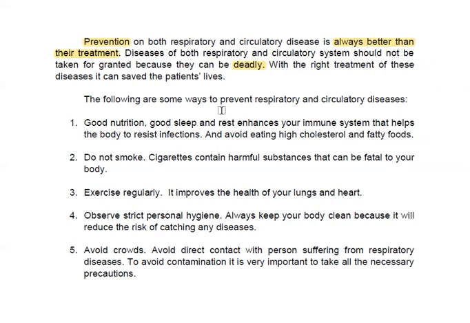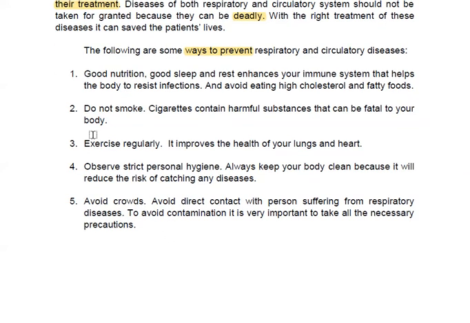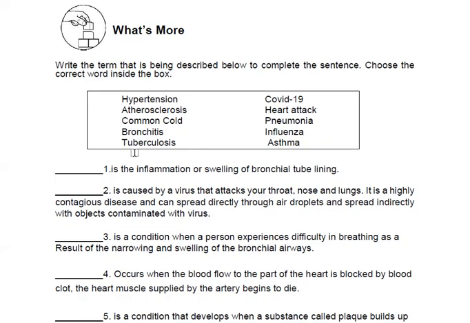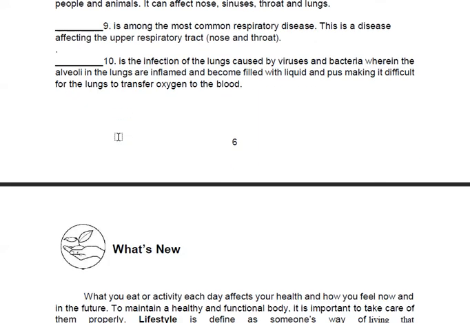So, what are the ways to prevent respiratory and circulatory diseases? You have here a list. Read it, alright? And of course, not just read about it, but you have to follow it. And then, for this morning, you also need to answer What's More. This is very simple. You write on your answer sheets, What's More, and then the numbers 1 to 10.